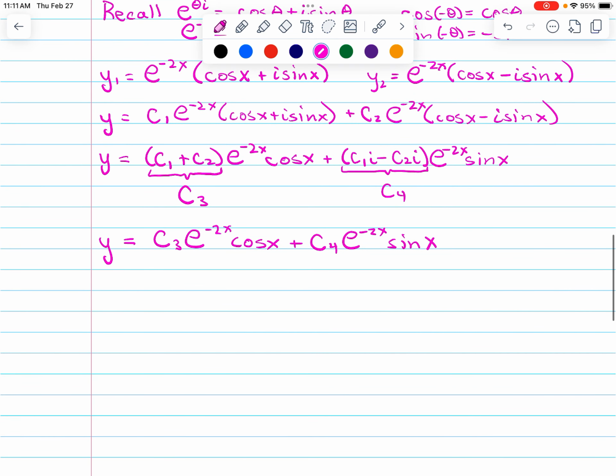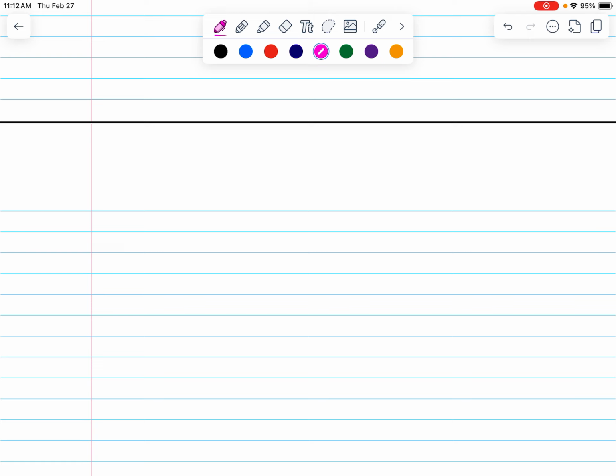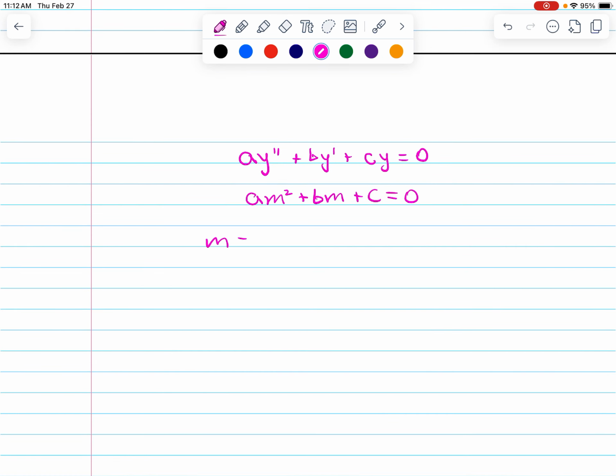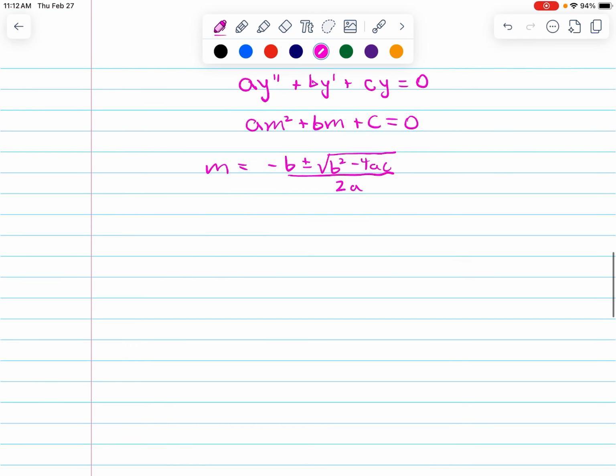Now, so look, I want to summarize everything. So this is a good way to express the solution. So let me just look at a general differential equation here, like we looked at. Okay, now notice that I could set up the auxiliary equation. Okay, and then I get m equals negative b plus or minus the square root of b squared minus 4ac all over 2a. Okay, now I want to look at this part, b squared minus 4ac.